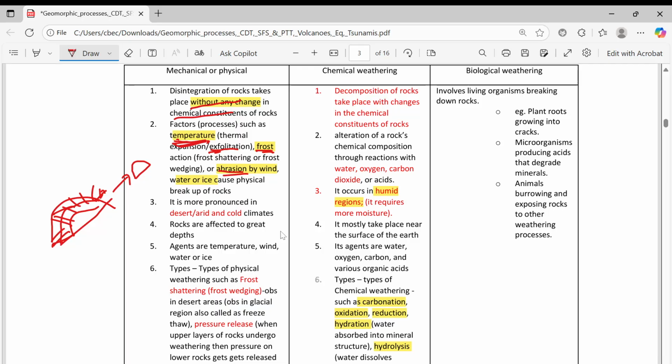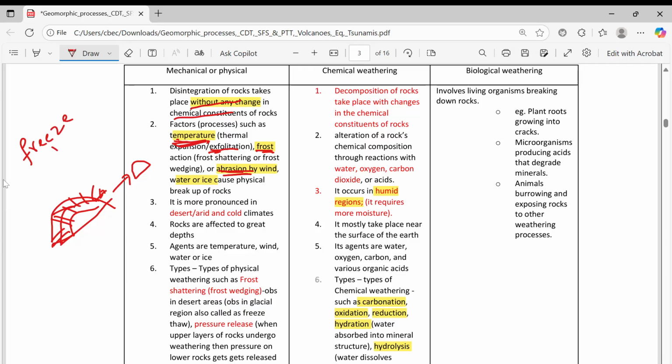So these three things, temperature, frost action, and abrasion, you remember. You simply apply logic: in how many ways can I break the rock? Temperature, yes. Frost, yes, water freezing and thawing. We call it freeze-thaw.